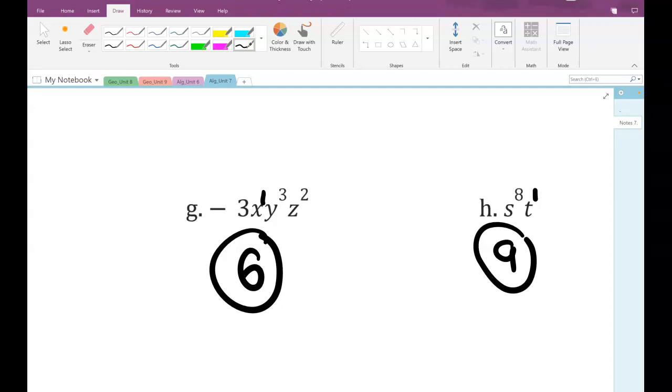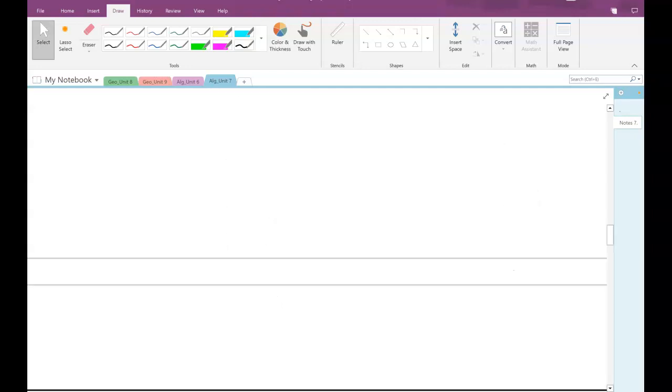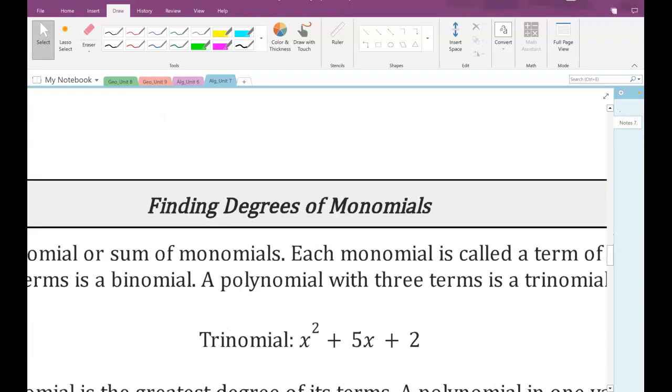When we're going to do polynomials on the back now, which are going to be slightly different when we're trying to find the degree of a polynomial. So flip to the back side. And on the top, it should say find the degree of polynomials. I forgot to change it.